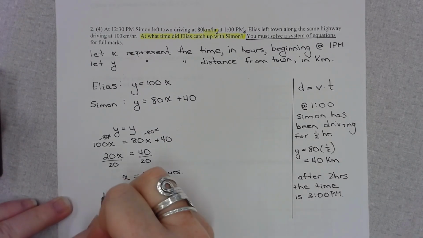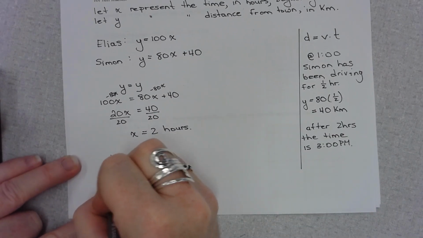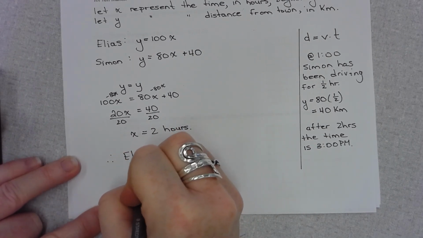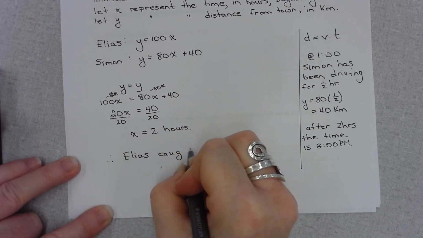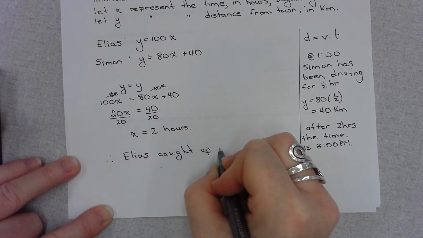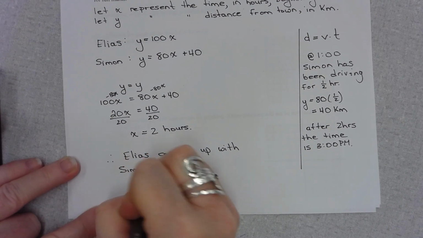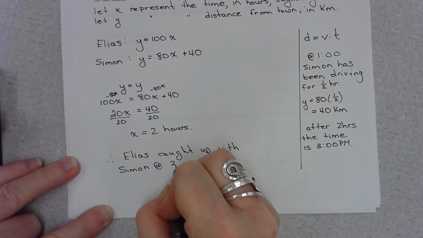When you write your concluding statement, you're going to say, therefore, Elias caught up with Simon at 3 p.m.